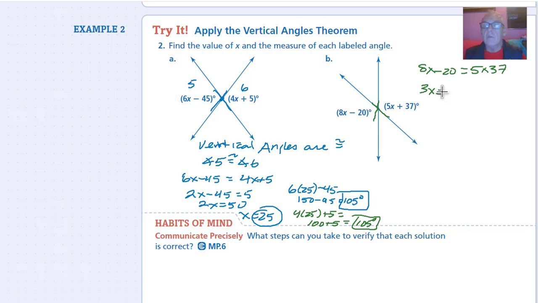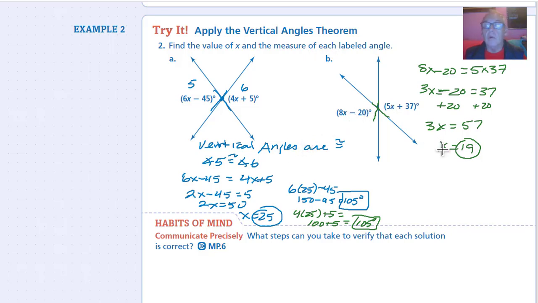3x minus 20 is equal to 37. Then we need to add 20 to both sides. So 3x is 57, and 3 times 19 makes 57. So x is going to be 19. Again, we found the value of x. We got to find the measure of each angle.